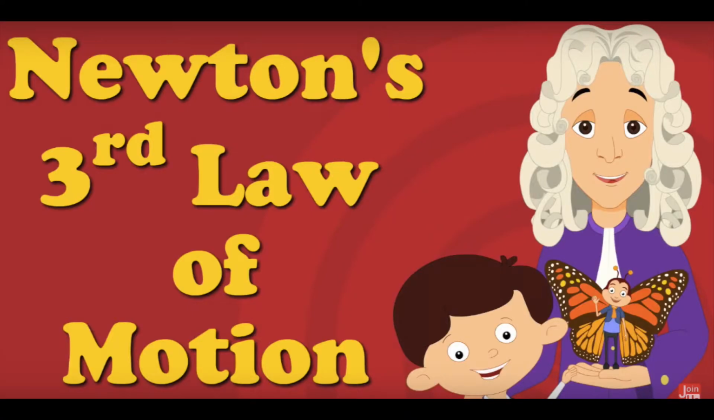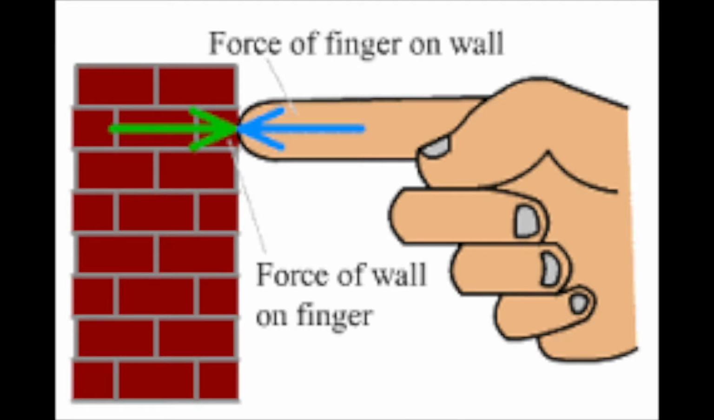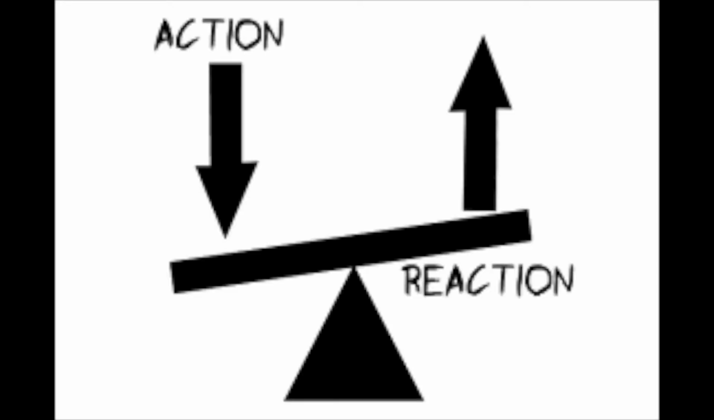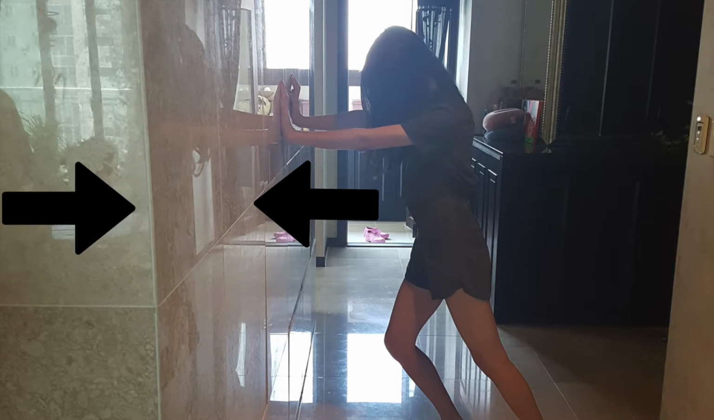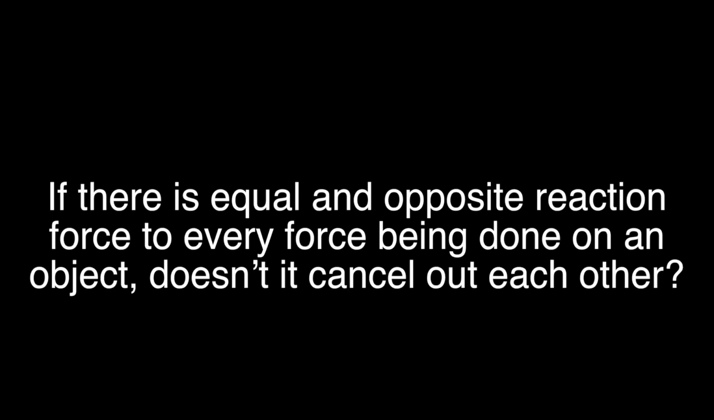Newton's third law of motion states that if one object exerts a force on another object, then the second object exerts a force of equal strength in the opposite direction on the first object. It means that for every force done on an object, there are action and reaction pairs. In this case, a person is pushing on the wall, and the wall is pushing with the same force on the person. The force exerted by the person is the action force, and the force exerted by the wall is the reaction force.